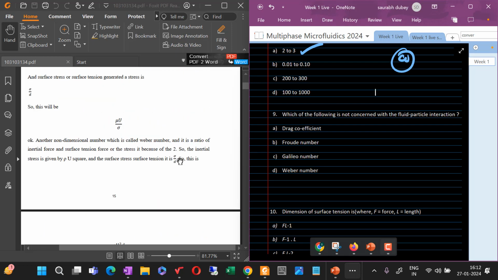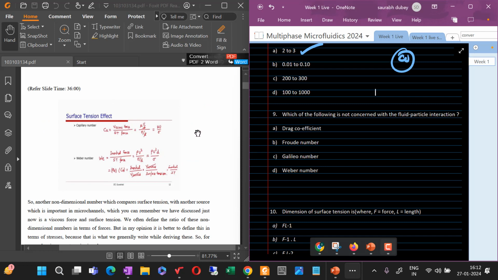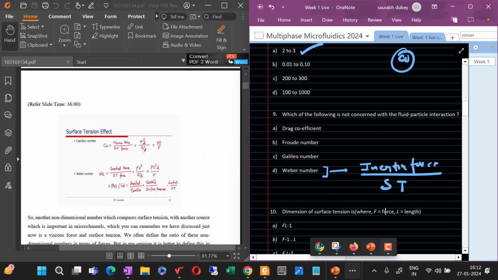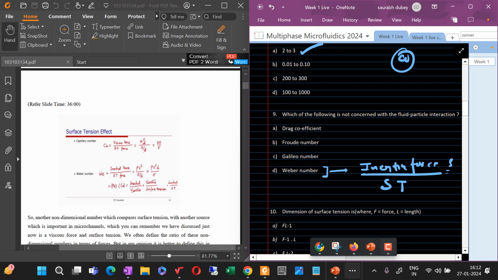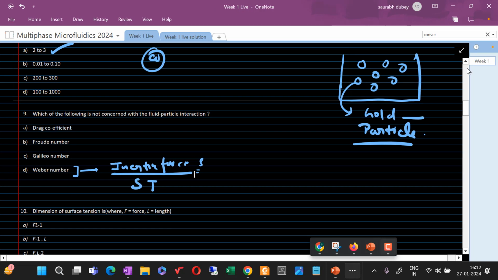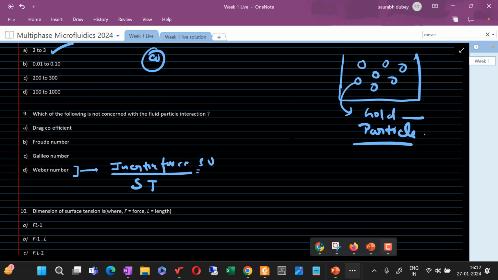Yes. So sir told about these numbers. Weber number is like inertia force to the surface tension force. From here it is clear that this will be rho v square divided by sigma upon d.